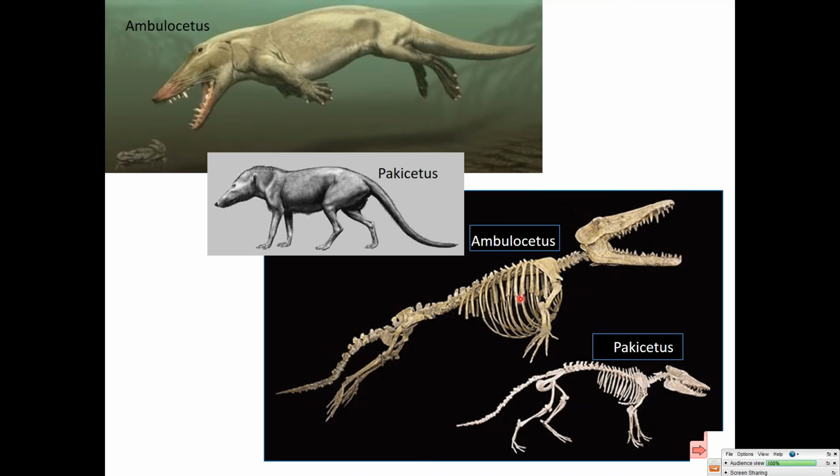And here is Ambulocetus. Ambulocetus is an ancestor of whales, right? But it's a descendant of Pachycetus. And so you can see changes have occurred through many generations going from Pachycetus to Ambulocetus. But anyways, what features in the skeleton of Ambulocetus do you recognize as being advantageous for living in water? Just in the skeleton. How is Ambulocetus different from Pachycetus?